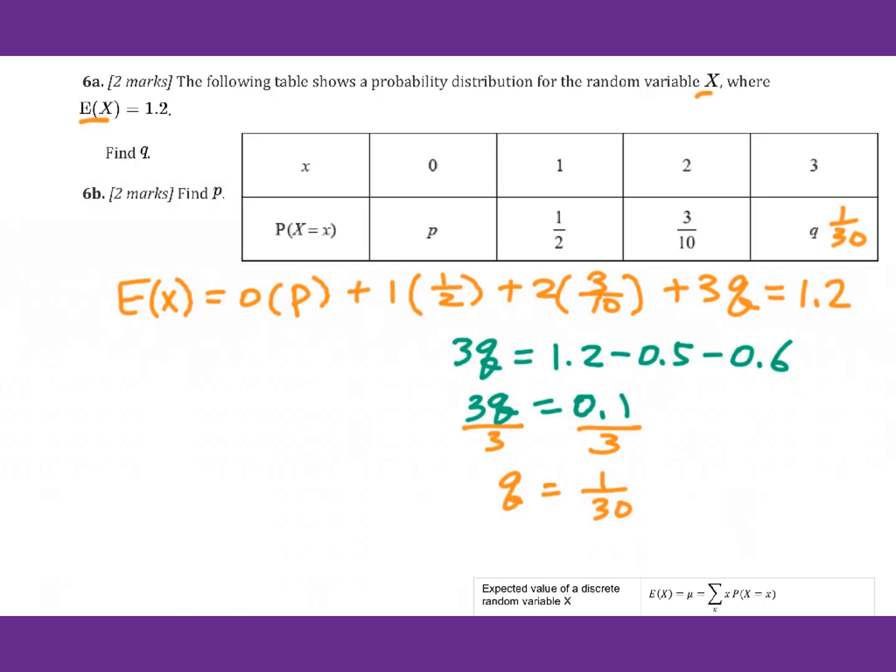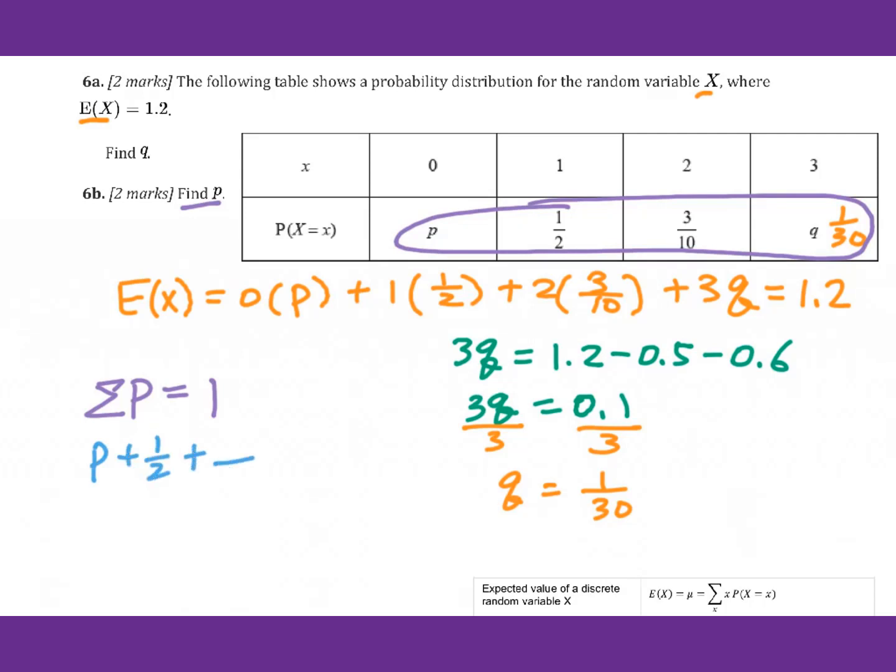And for 6b, find the p. Because the summation of p equals 1, we add all these probabilities together to equal 1. So we have p plus 1/2 plus 3/10 plus 1/30 equals 1. So p equals 1 minus 1/30 minus 3/10 minus 1/2. You will get 1/6.